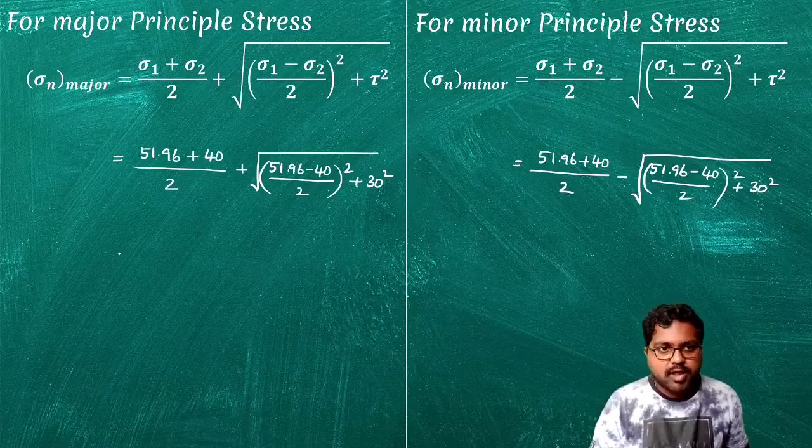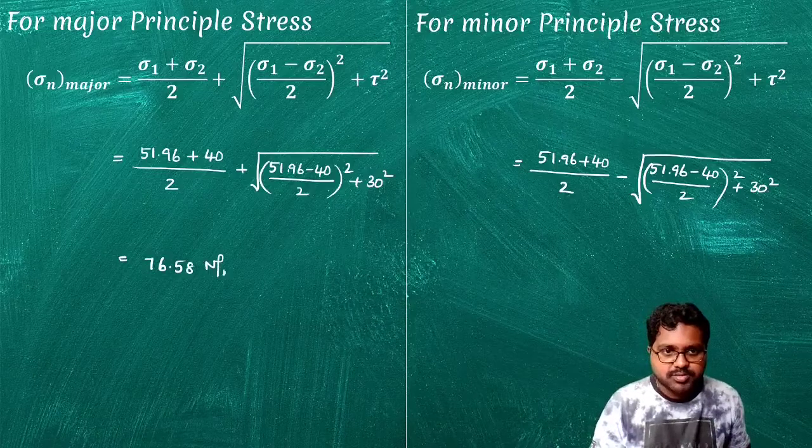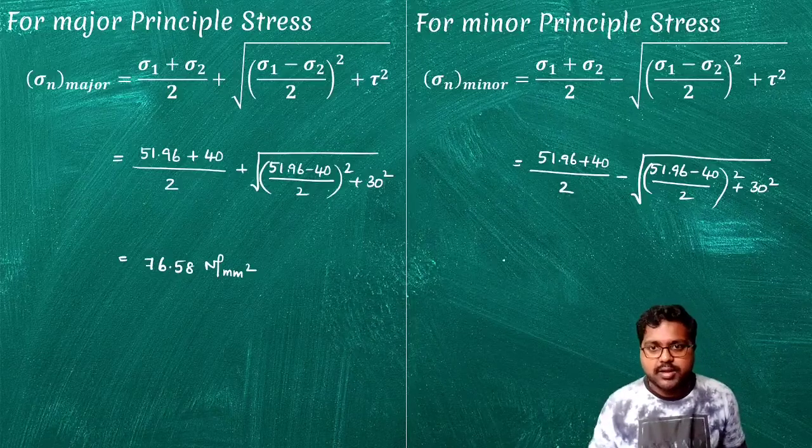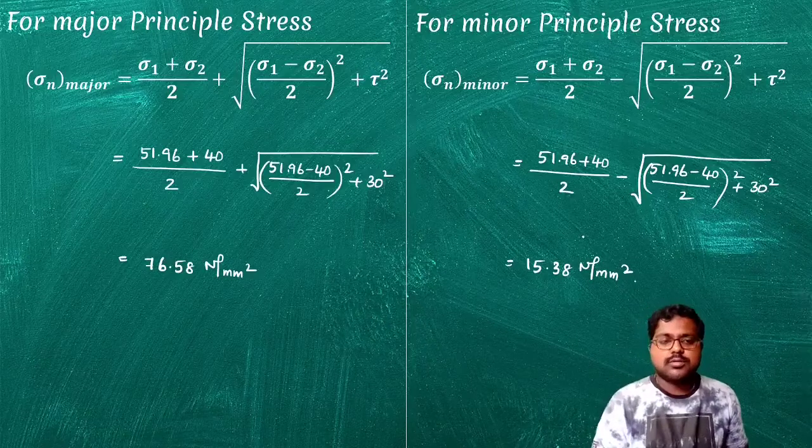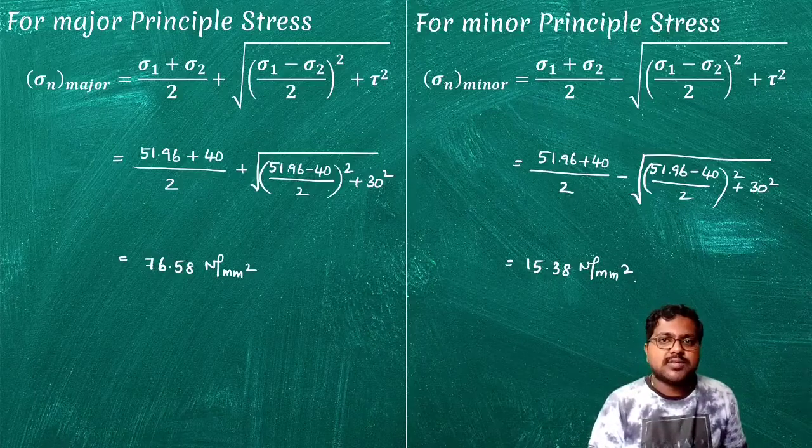Here we got the value of sigma n major as 76.58 Newton per mm square and sigma n minor as 15.38 Newton per mm square. So these are the values for sigma n major and sigma n minor, which we directly obtained from the equation.